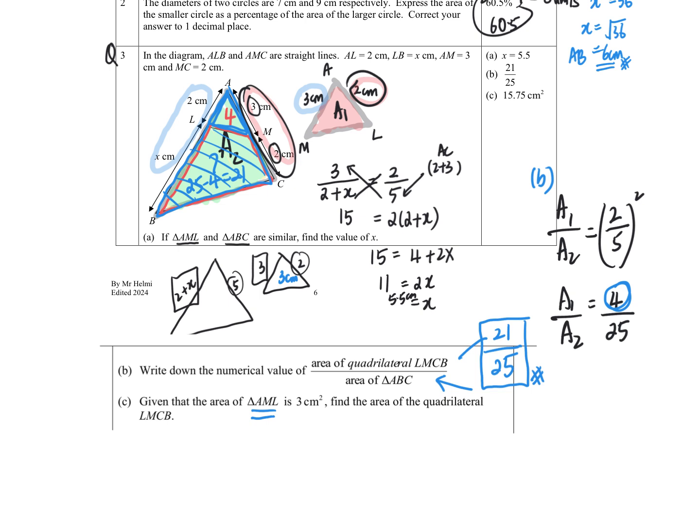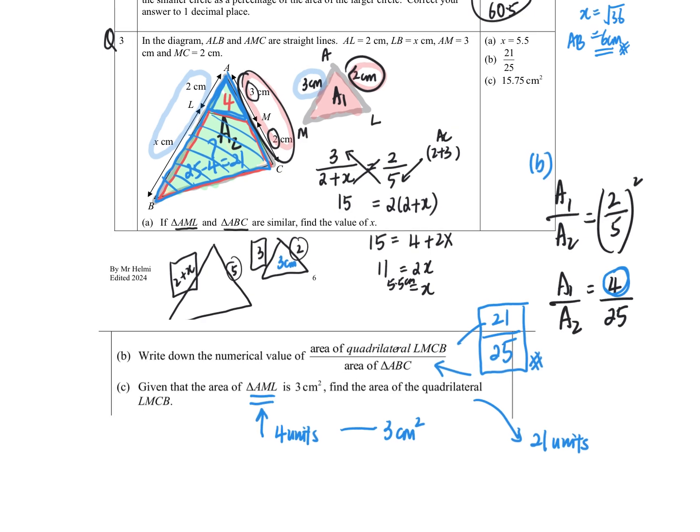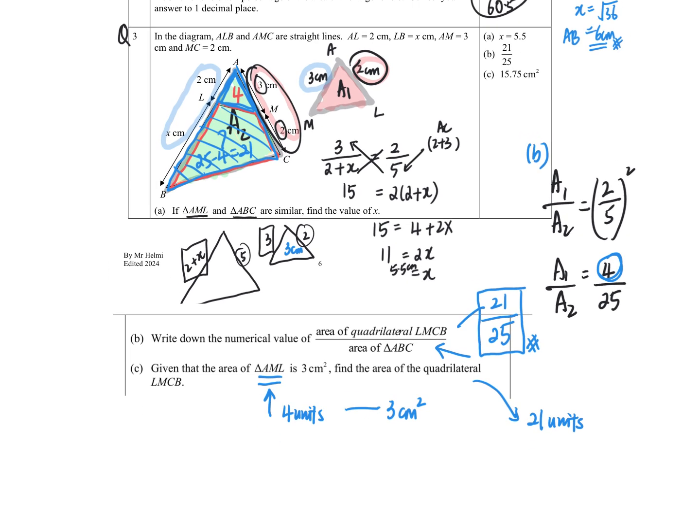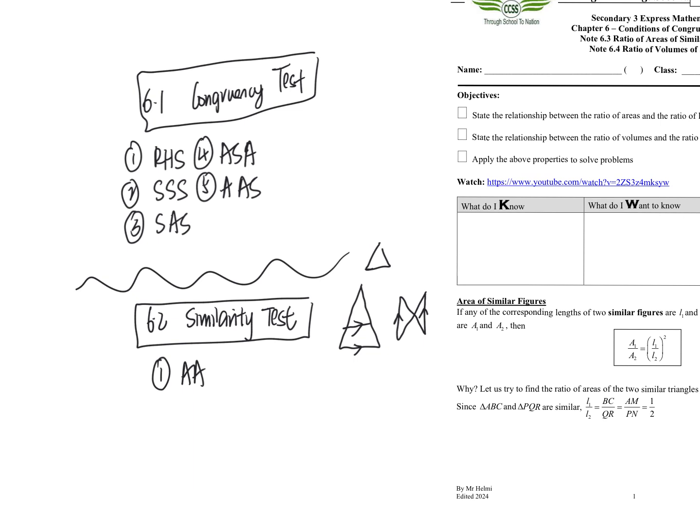Okay, then last one, it says that the small triangle is 3. They ask, can you find the quadrilateral? So just now we already figured out that this is 4 units. Now they tell you 4 units is 3 cm square. Quadrilateral we figured out is 21 units. So it's just a simple primary school ratio. 4 units is 3, 1 unit is 3/4, and then 21 units is 3/4 times 21. So that is the answer. So the moment you know the ratio, even if they give you quadrilateral, you're not scared. You just subtract only.